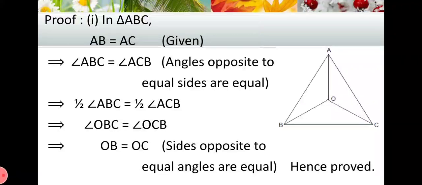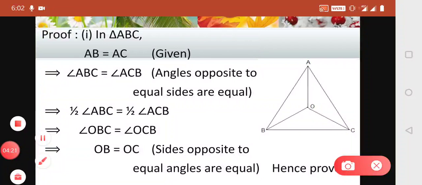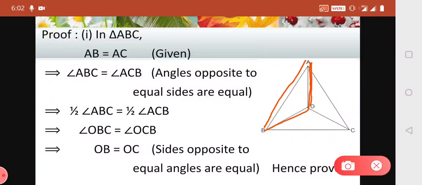Now proof number 2. We have to prove that AO is the bisector of angle A. We select two triangles: triangle AOB, this is our triangle AOB, and triangle AOC, this triangle. In these two triangles, we find out the equality between them. Now, already it is given AB equal to AC. This is given. So, half of angle ABC equal to half of angle ACB.